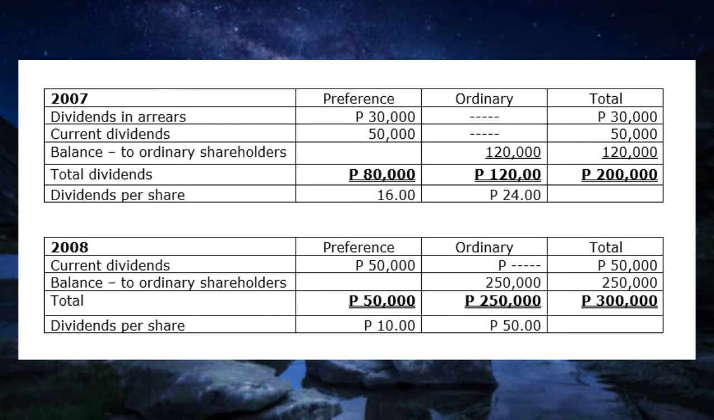2008, current dividend preference 50,000 pesos, total 50,000 pesos. Balance to ordinary shareholders, ordinary 250,000 pesos, total 250,000 pesos. Total preference 50,000 pesos, ordinary 250,000 pesos, total 300,000 pesos. Dividends per share, preference 10 pesos, ordinary 50 pesos.